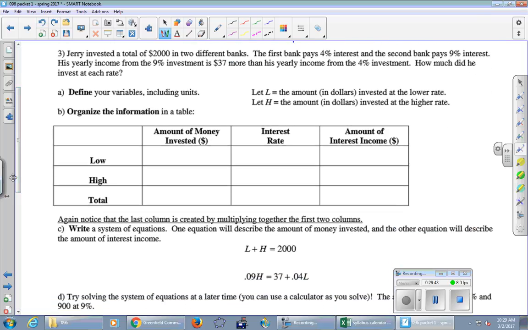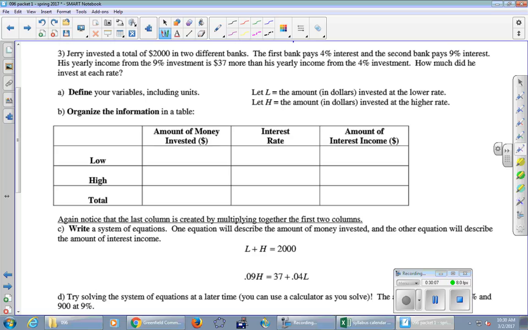Jerry invested a total of $2,000 in two different banks. The first bank pays 4% interest and the second bank pays 9% interest. His yearly income from the 9% investment is $37 more than his yearly income from the 4% investment. That's complicated. How much did he invest at each rate?